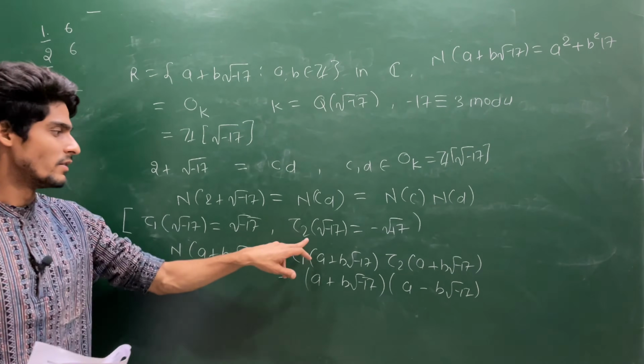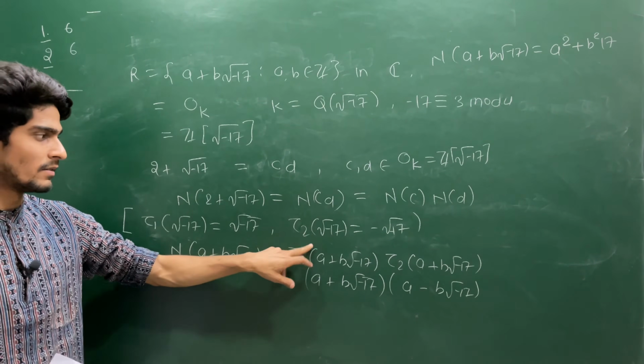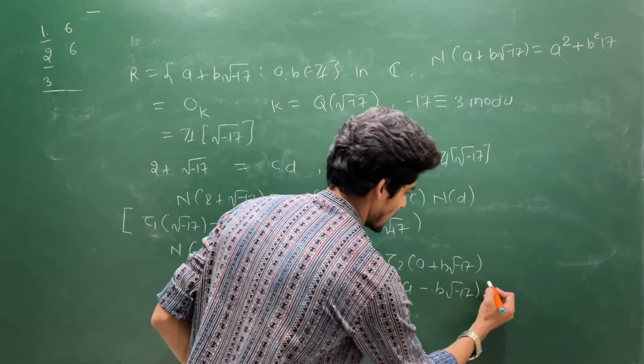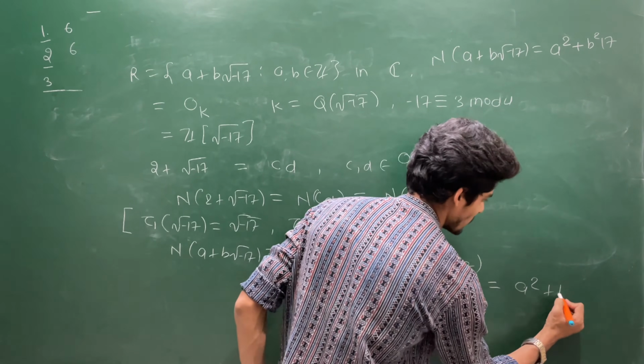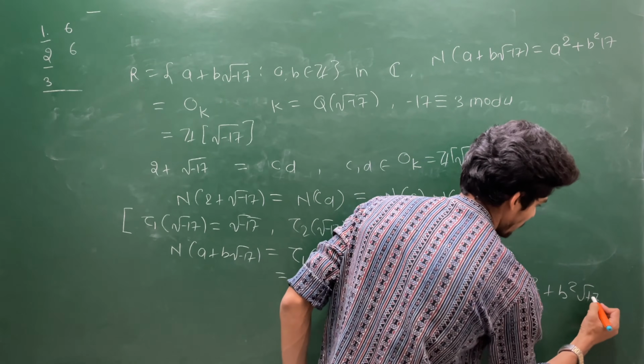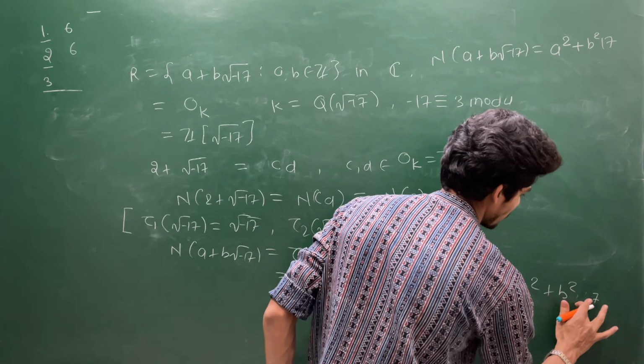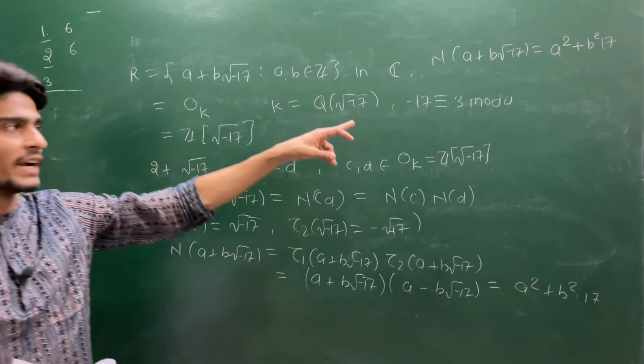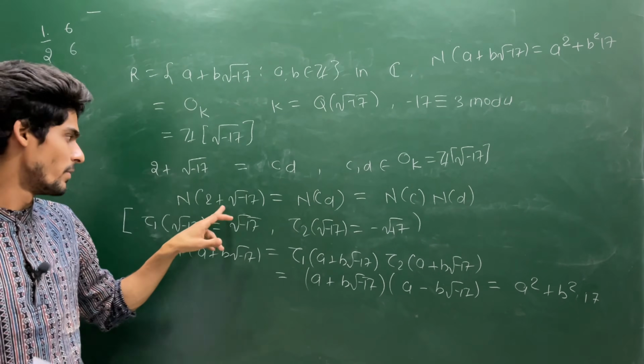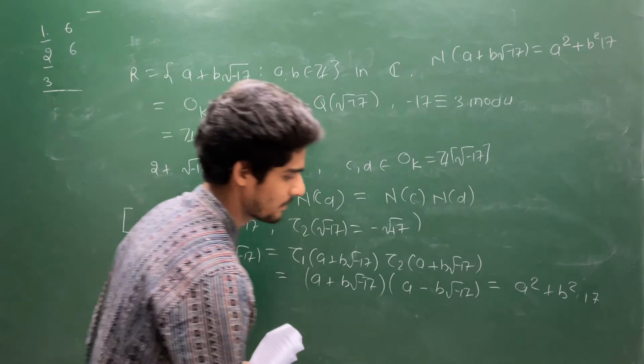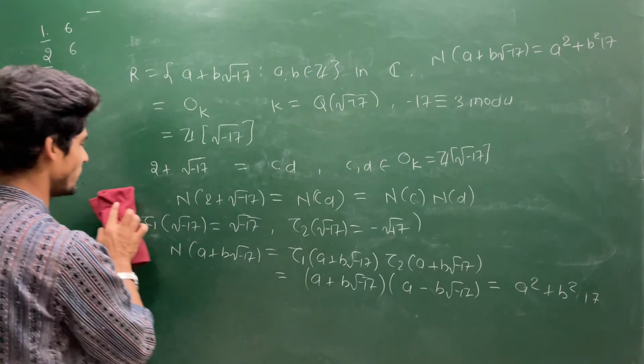This is because tau 2 is other than the identity map. So the product will be a square plus 17 b square. So this is how we get the norm. So this is the norm here. So the norm here will be, you can see, I am removing this part.